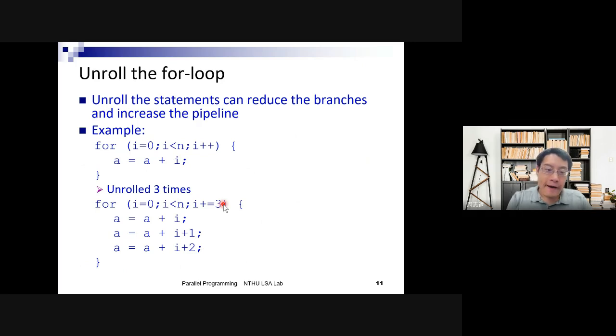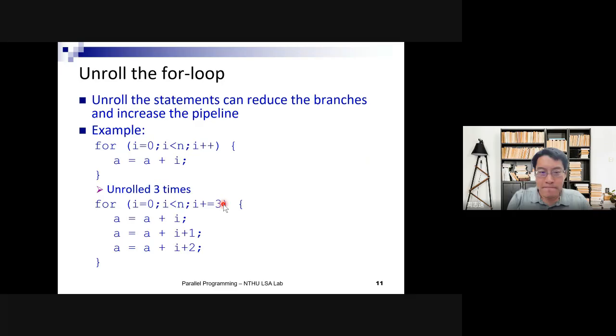But of course, as you might know, the problem is how do I know how many loops we can unroll, especially if the condition is determined at runtime, but your code has to be compiled in advance.